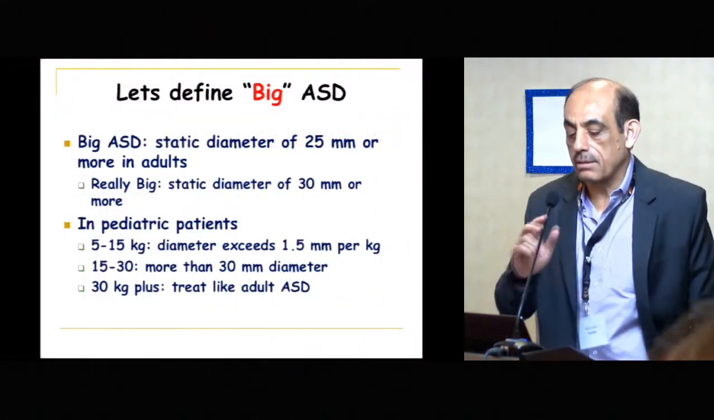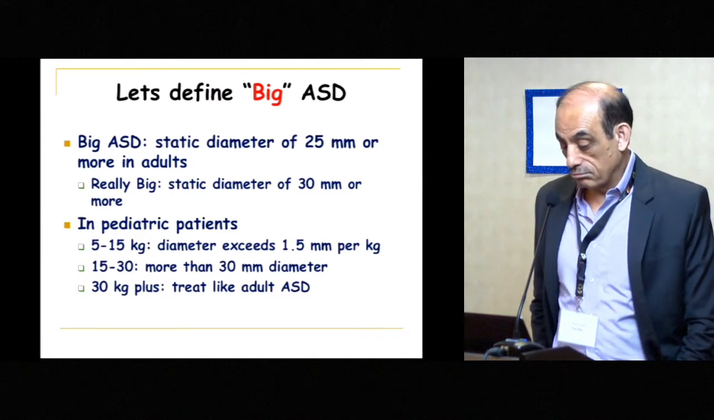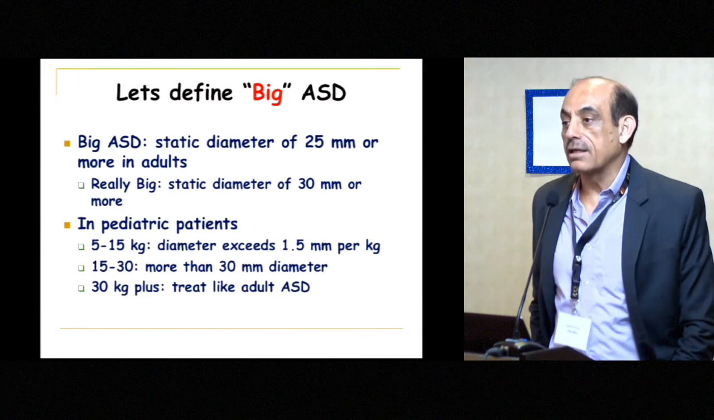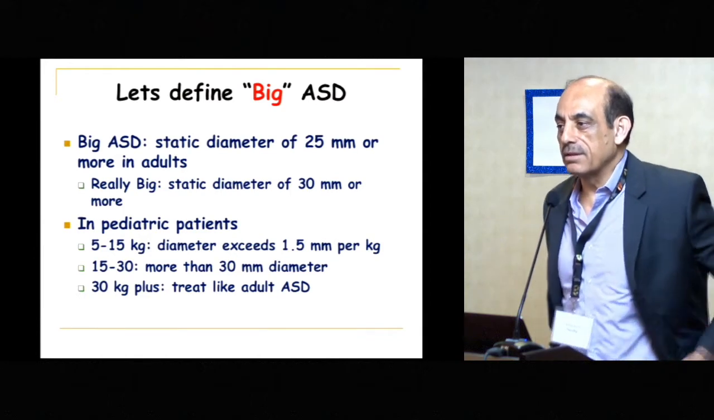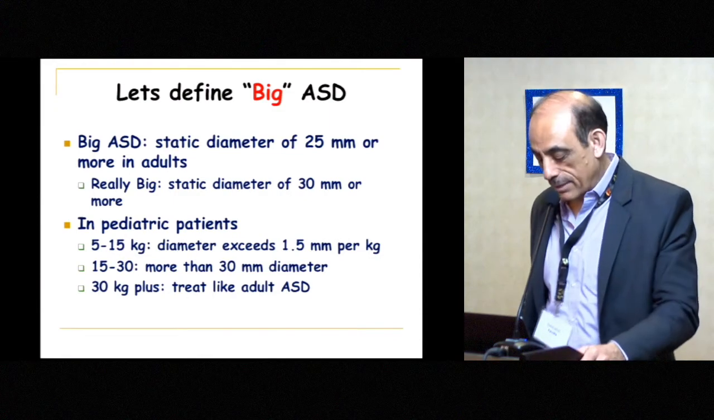So I made this. How do you define a big ASD? Then how do you define the big and ugly ASD? I guess a big ASD, any ASD with a diameter of 25 millimeters, you can safely say is a big ASD. Really big, maybe 30 millimeters.